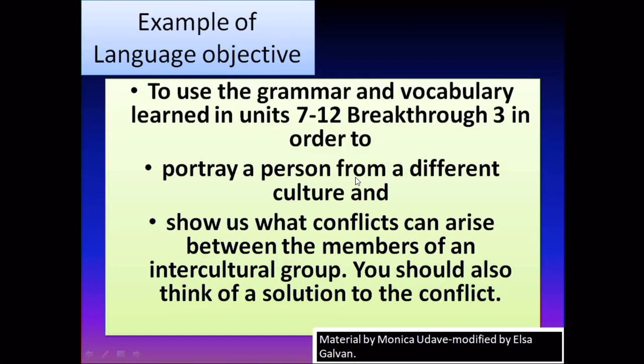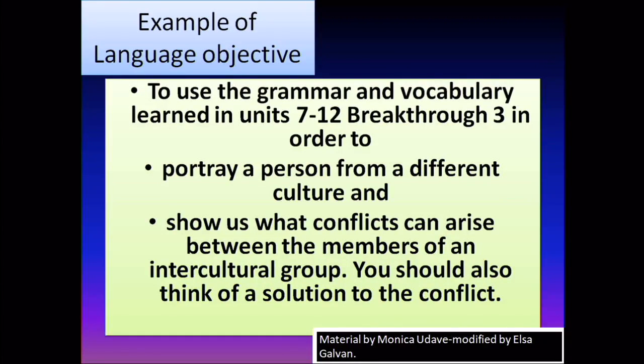This is an example of a language objective. To use the grammar and vocabulary in such lessons. And that's about the project. What is it going to be about? Well, we're going to work on intercultural projects. Yes? And in order to engage them in critical thinking, they should also look for a solution to the conflict.